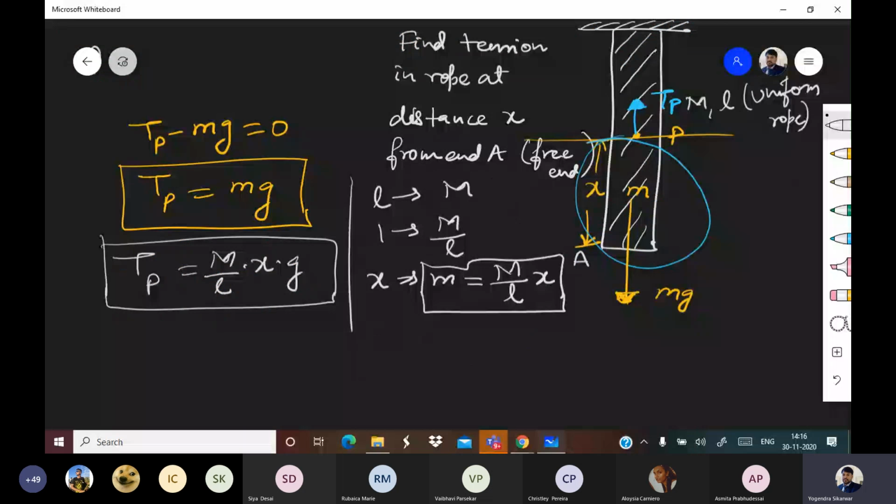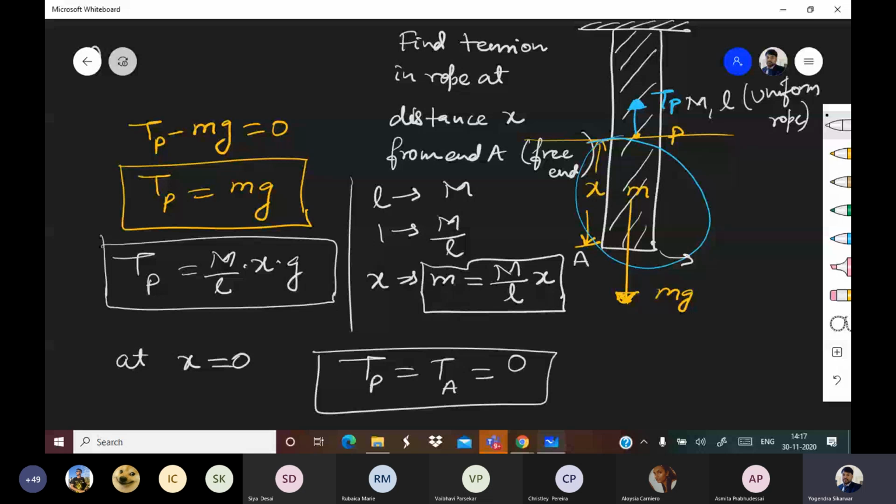At x is equal to 0. Okay. Now at x is equal to 0, we are at which end? We are at end A itself. So if I put x is equal to 0 in that point, we get TP is equal to TA, and that will be equal to 0. Why? Because if you are cutting the rope from end A, nothing is falling. If you are cutting the rope at end A, nothing is falling, and as nothing is falling, there will be no tension.